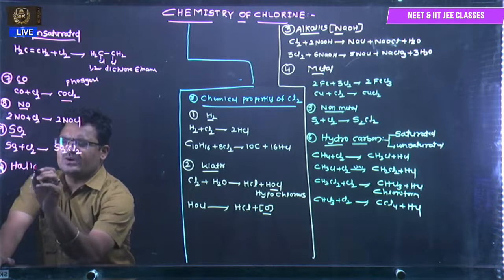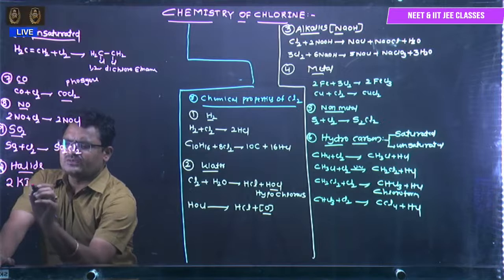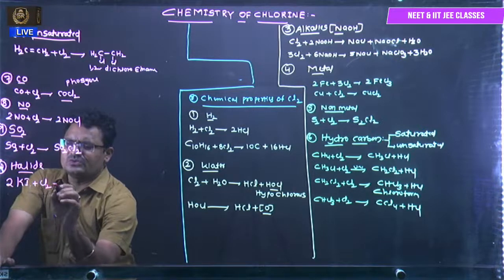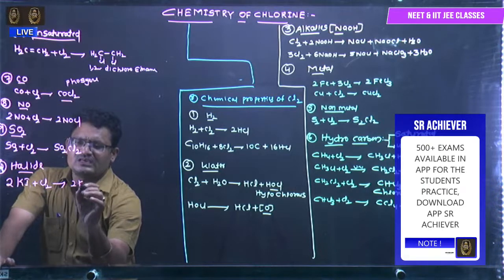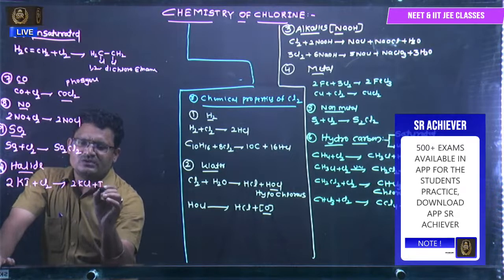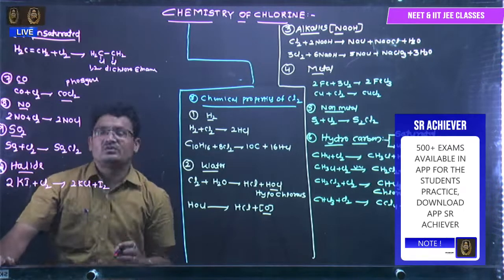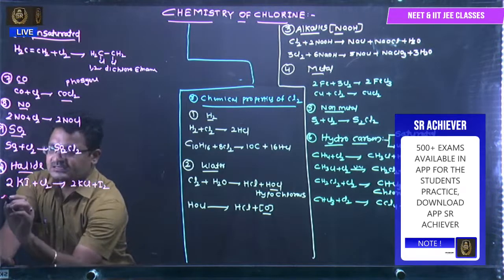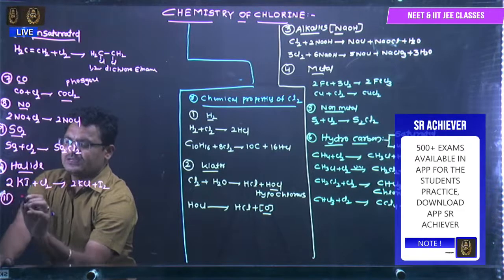What is the reaction with halides? 2 moles of KI react with Cl2 to give 2 KCl plus I2. The next, one more very important equation, is with ammonia.